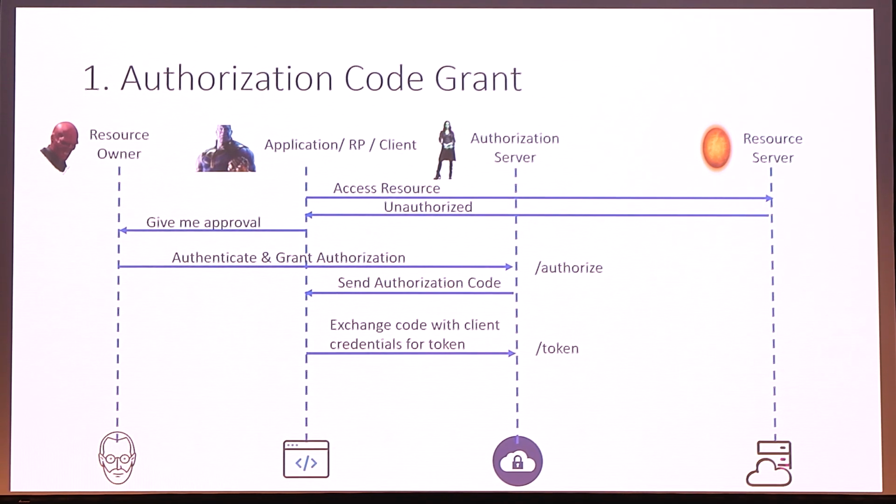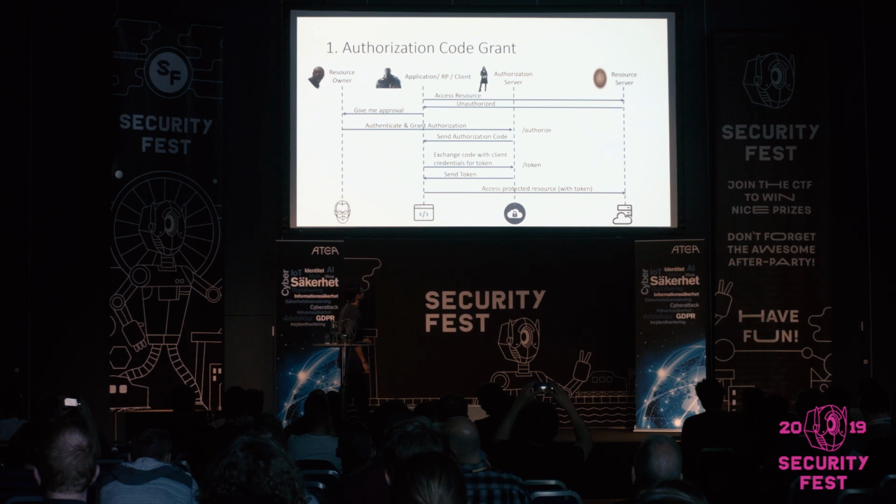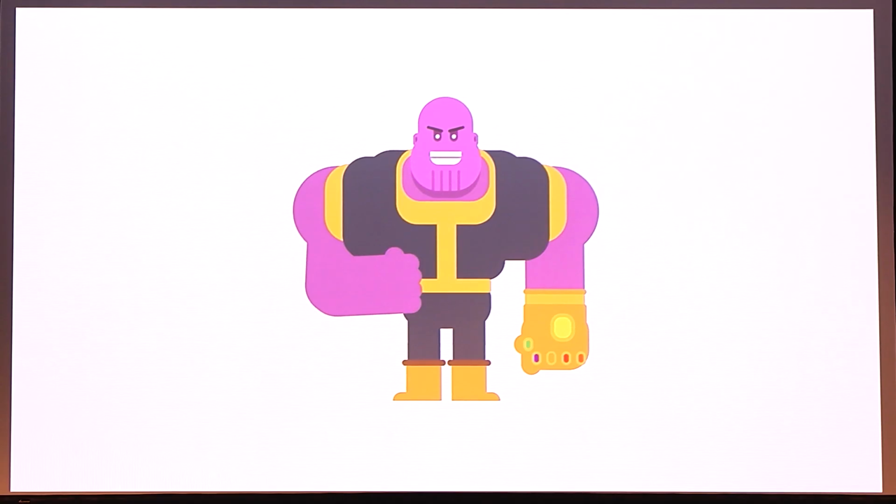But there's one additional step in the auth code grant flow, which requires you to exchange the auth code for an access token. And for this, the client needs to authenticate to the authorization server by using the client secret and the client ID. So that's where the client ID and client secret come in handy. And once you hit the token endpoint with the client secret, the token is generated by the auth server and returned to the client. The client can then access the resources with the help of the token embedded in the header. So Thanos finally gets the soul stone. He's happy.